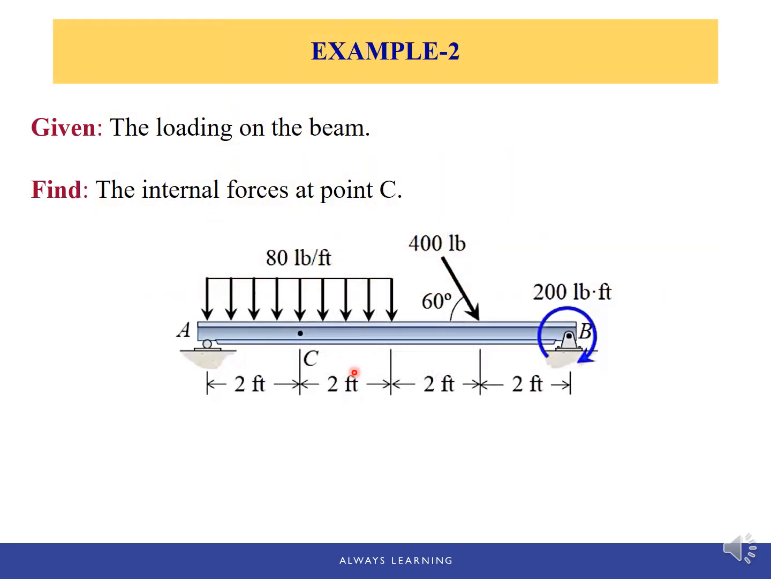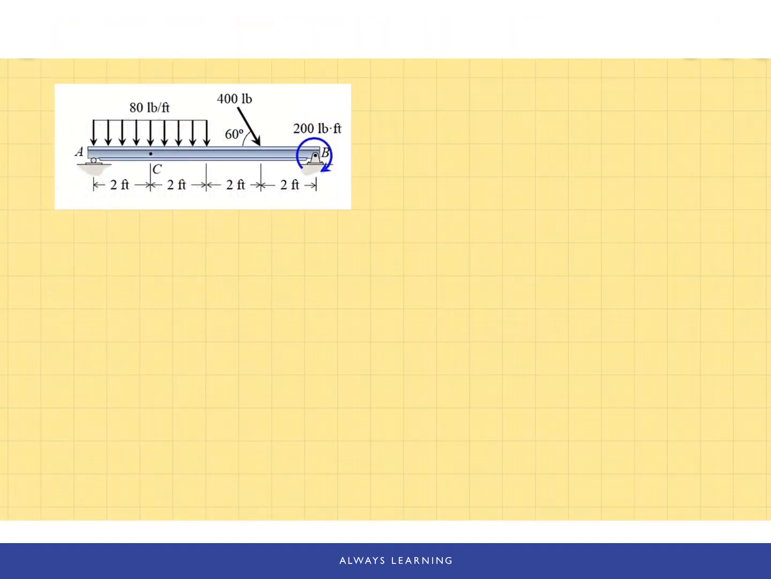In this example, the loading status of the beam is given as follows, and we're looking for the internal forces at point C. To find the internal forces, first we need to figure out the external support reactions.